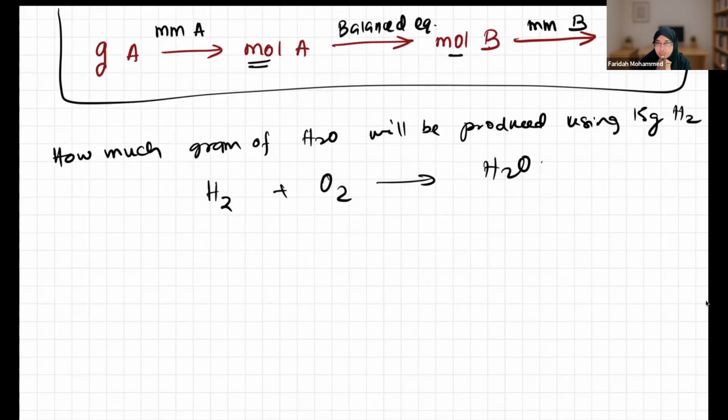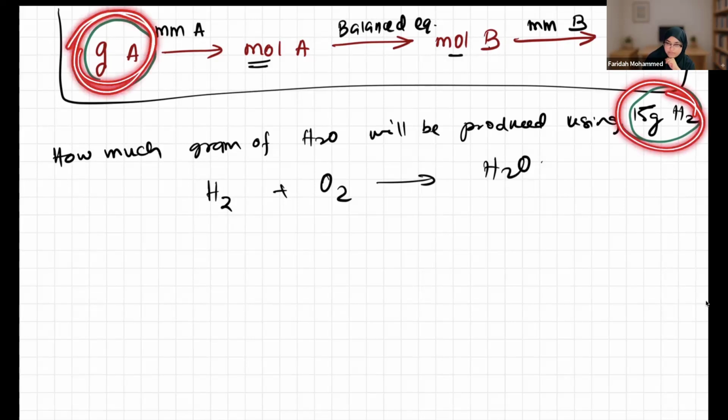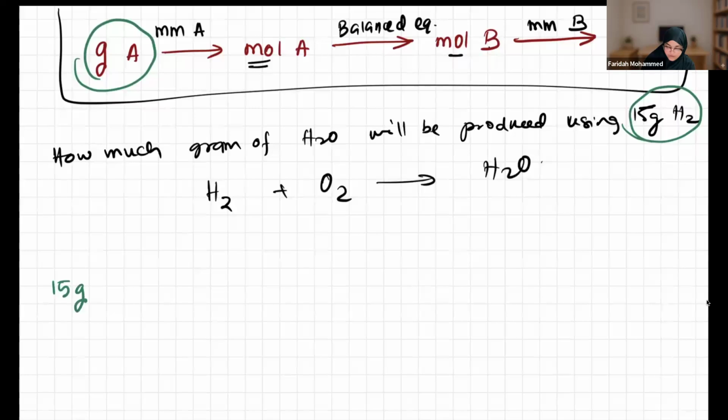Now, in this case, we are starting with what? Where is our starting position? Grams of A, so we are starting here. Okay, so we're going to start with that: 15 grams of hydrogen. Wait, there's a problem though. I shouldn't be starting yet because, who can tell me, what do I need to do before I even start with the question?